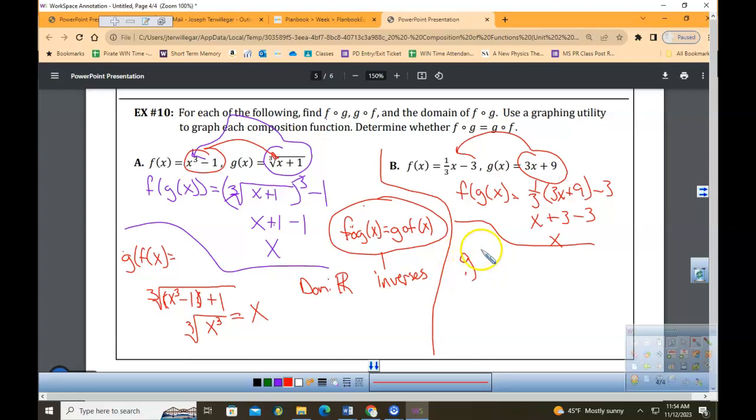Let's do it the other way. G of f of x. I think these are going to be inverses. All right. So now I'm going to flip which way I'm plugging it. I'm going to do this in for that. So I'm going to do 3 times 1/3 x minus 3 plus 9. Distribute. I get x minus 9 plus 9. My 9's cancel. I get x. Are they equal to each other? Yes. The domains for both are all real numbers. So again, they're equal to each other and inverses.